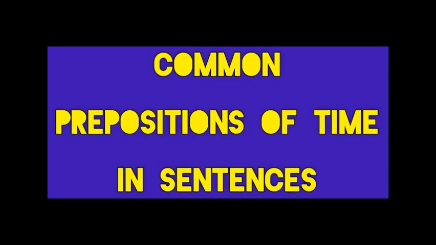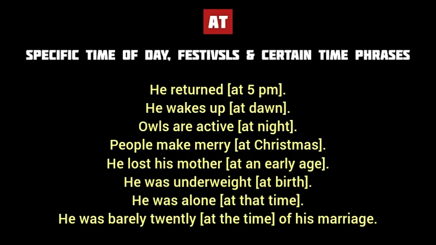Now I am going to explain the meanings and uses of some common prepositions of time. To begin with, at is a common preposition of time. It shows some specific time of the day or a festival, etc., and it is also used in certain time phrases. In short, at denotes a specific and short period of time.